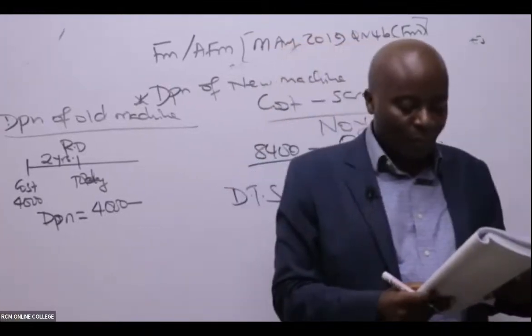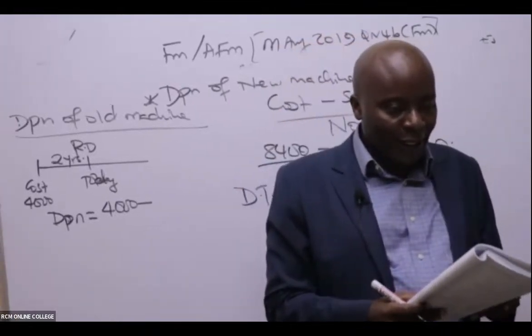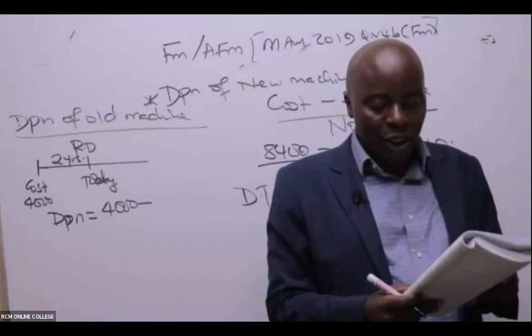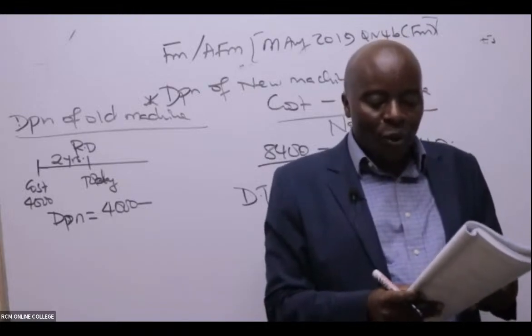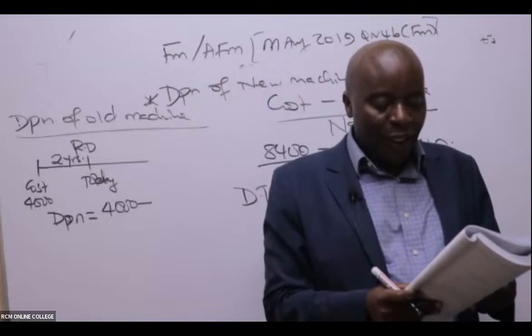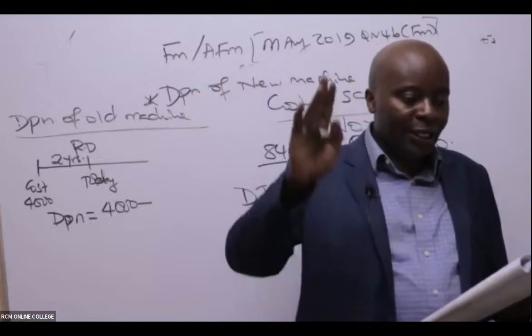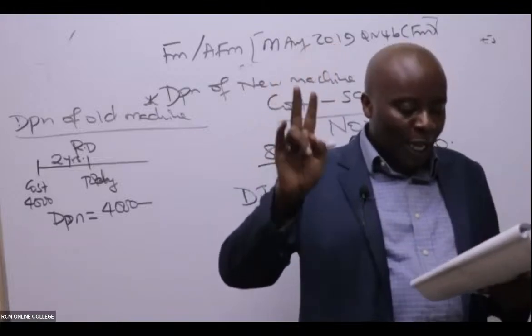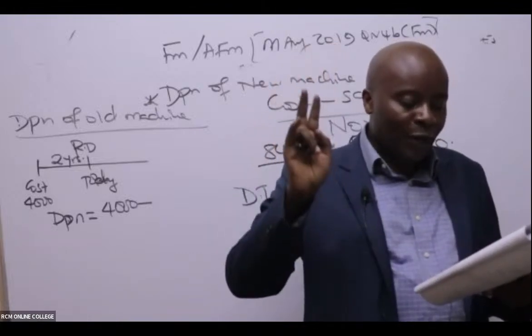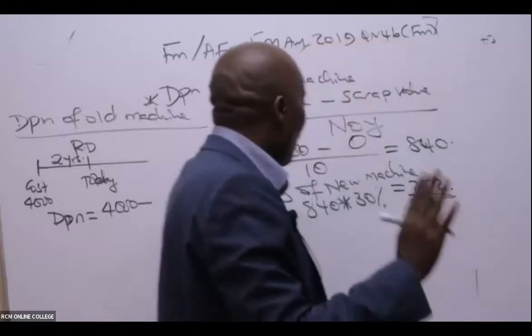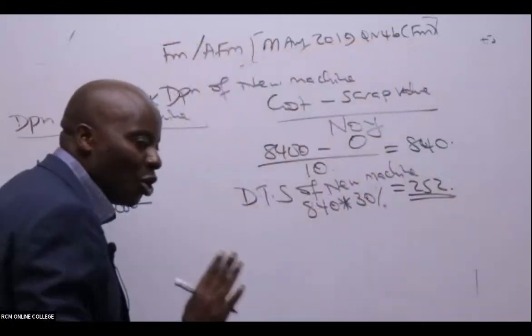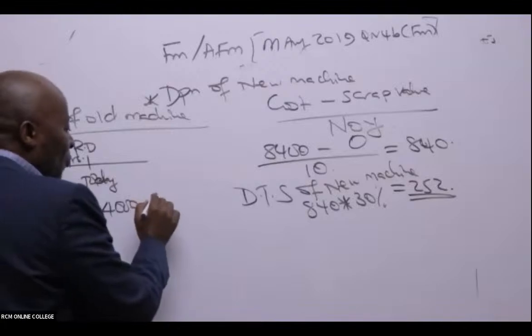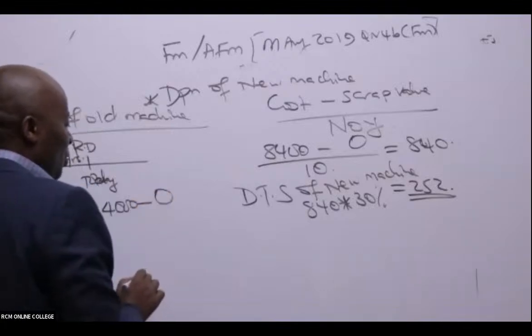Juhudi Industries Limited intends to replace an existing machine with a new one, which is more efficient. The existing machine was acquired 2 years ago at a cost of 4 million. The useful life of the machine was originally 5 years with no salvage value. Initially, no salvage value.